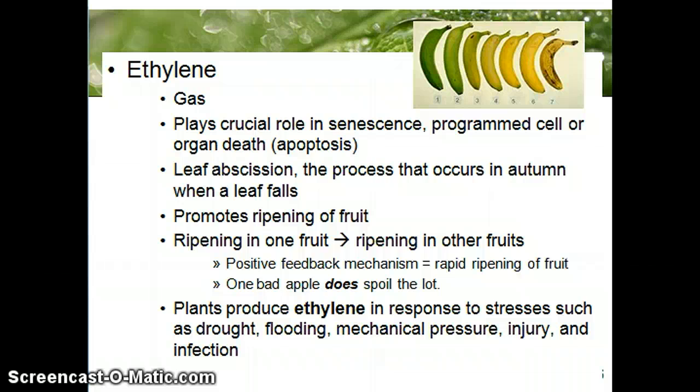Ethylene promotes the ripening of fruit. We know that when we put one ripe banana in with a bunch of green bananas, we'll soon have a lot of ripe bananas, and that's due to ethylene being released as a gas from the ripened banana. Plants produce ethylene in response to stresses like drought, flooding, mechanical pressure, injury, and infection.